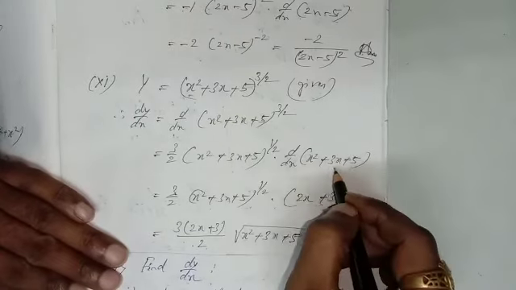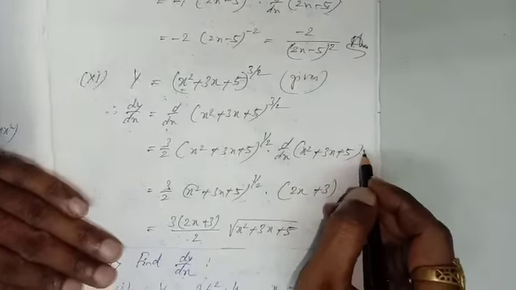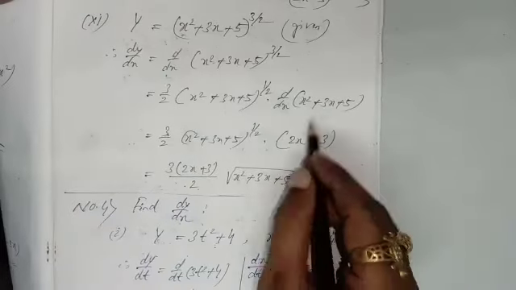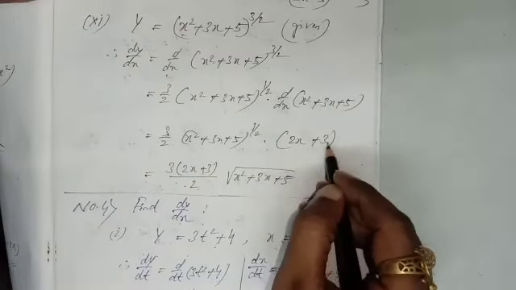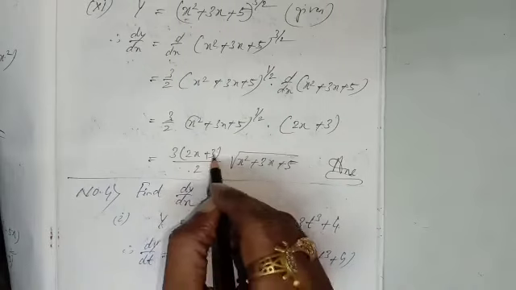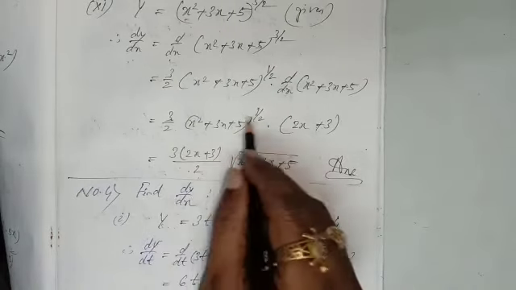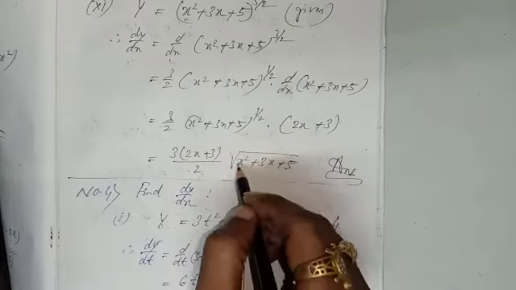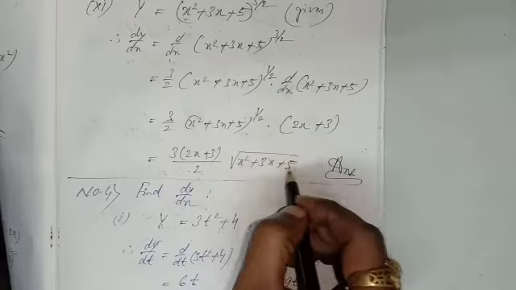That is x square plus 3x plus 5. So what is the derivative of x square? That is 2x, and 3x derivative 3. 2x plus 3. 3 by 2 whole into 2x plus 3, and this one power is half. Half is root over. x square plus 3x plus 5 root over.